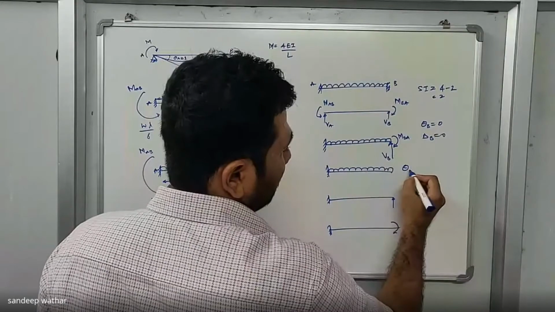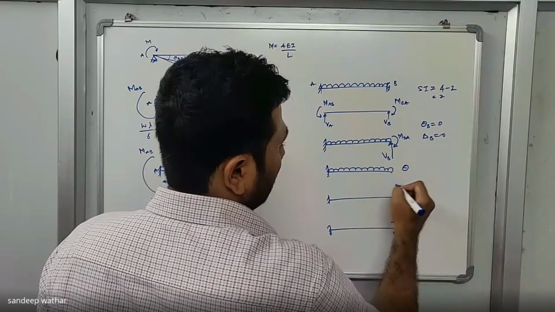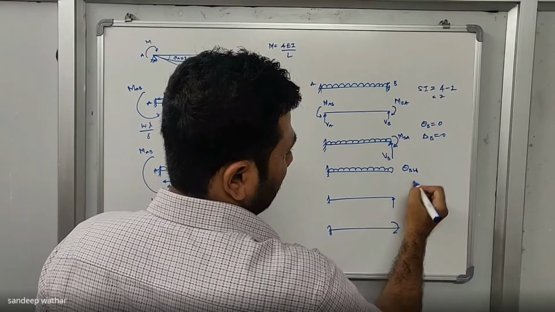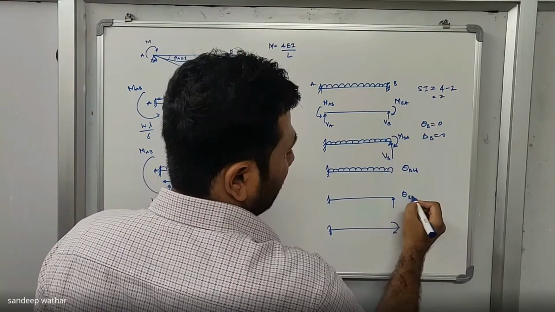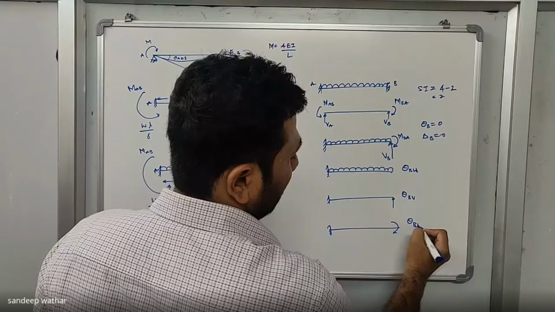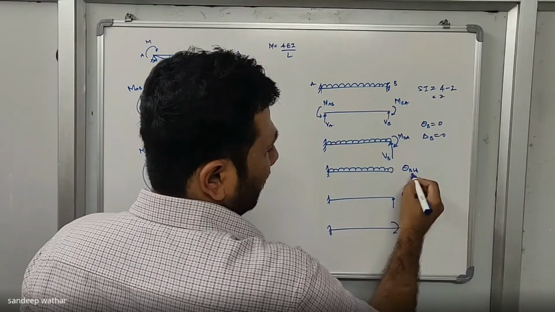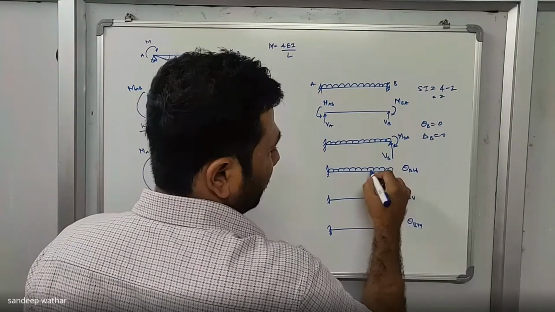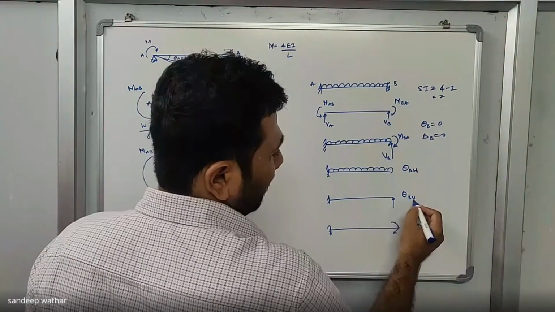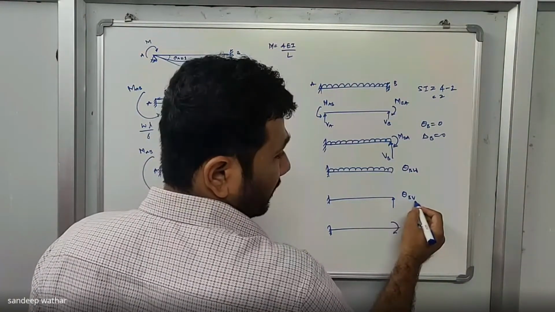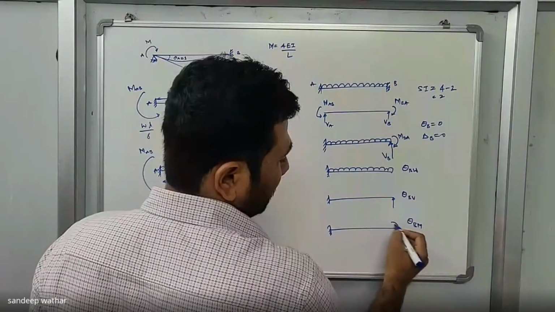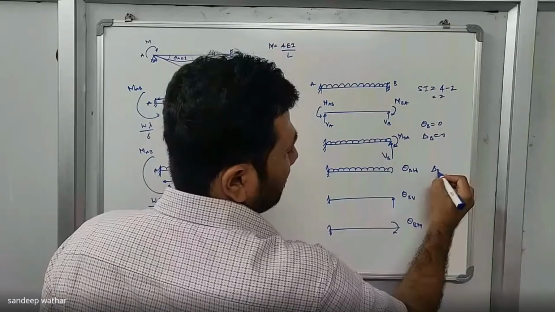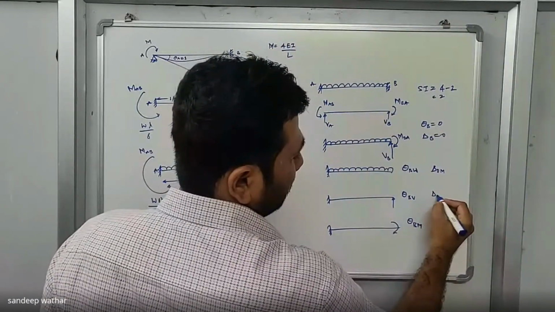Let me call this theta b w. This will be theta b v. This will be theta b m. Theta represents the slope, and b represents the point where you are calculating the slope. W represents the slope you are calculating with respect to the load, this is the theta which you are calculating with respect to the vertical reaction, and this is the theta which you calculated at B with respect to moment. Similarly, you can calculate the delta values, which is deflection.